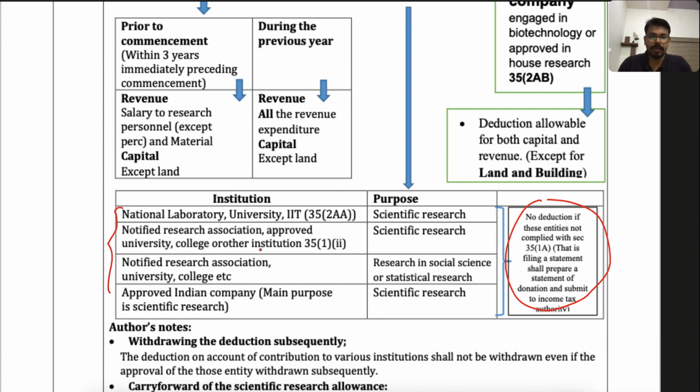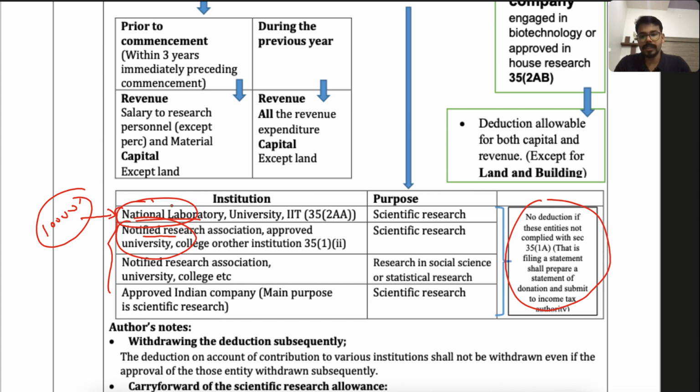But there is a section, 35(1)(f), which says that these associations have a duty to submit a statement regarding the donation received. That means the institution where you have contributed has a duty to submit to the income tax authority a statement regarding the donation received. For example, if you have contributed 1 lakh to this national laboratory for scientific research.